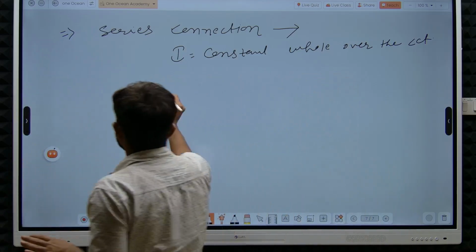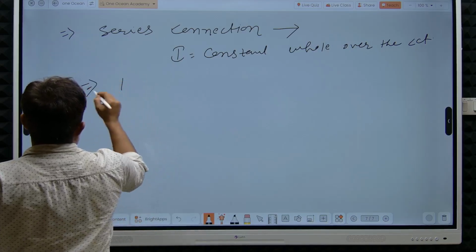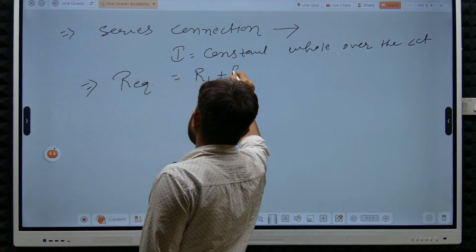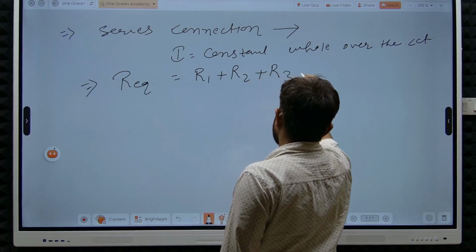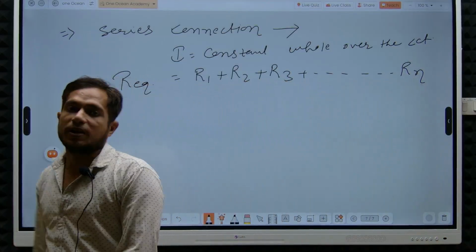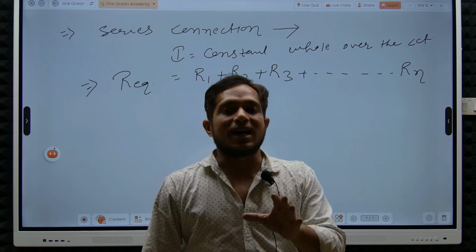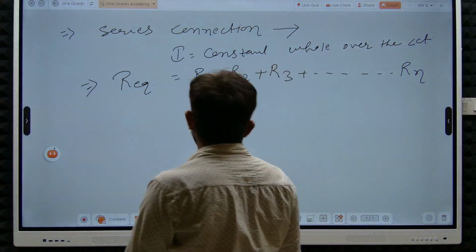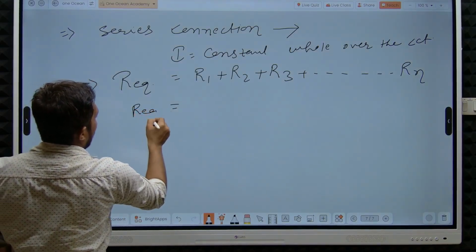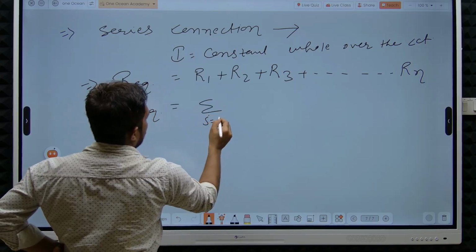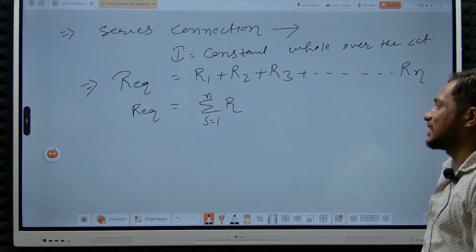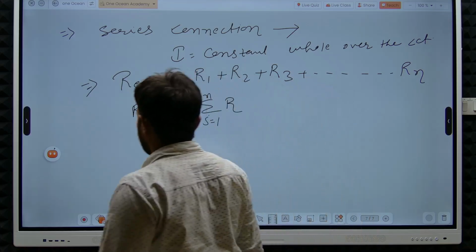And the equivalent resistance in the circuit is equal to the summation of the given resistors. If n resistors are given, then R equivalent becomes R1 plus R2 plus R3 and so on, up to Rn. So we can also write that R equivalent is equal to the summation of R, i from 1 to n. This is the equivalent resistance of the series connection.